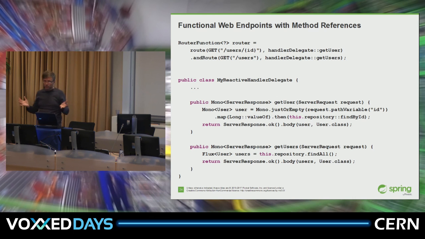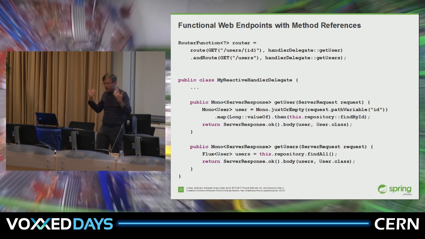You never block. You just build a processing pipeline, leave it up to the runtime to call it back at the right time. This is, of course, very, very different from a traditional servlet processing architecture. Such a repository will have to be using a reactive data store driver. And there are quite a few of them out there, for Mongo, for Couchbase.